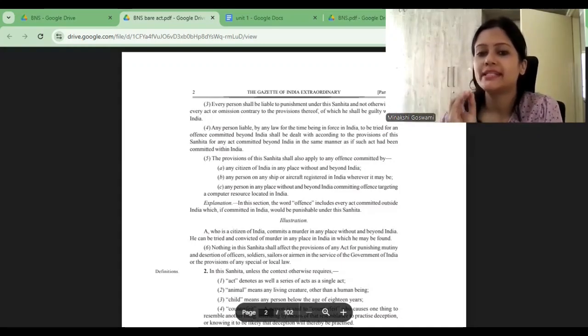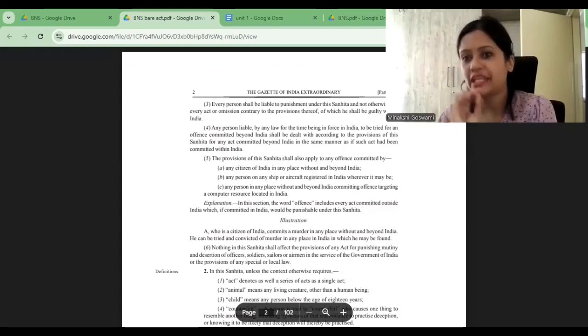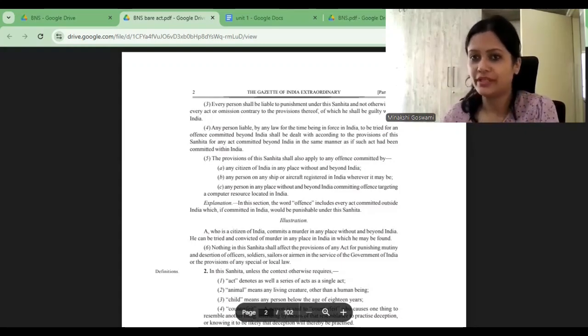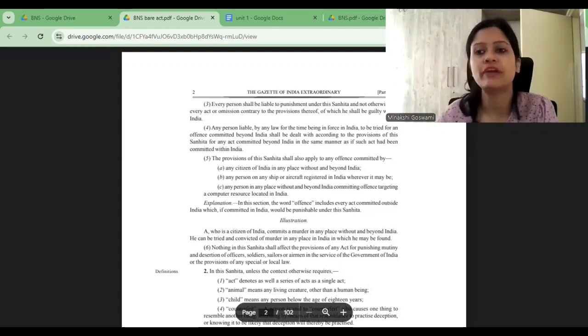Or on Indian registered ships and aircraft. If any person, whether Indians or foreigners, commits an offense on an Indian registered ship or aircraft, those also will be held responsible under the provisions of BNS.